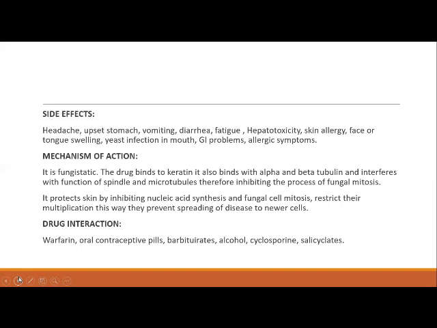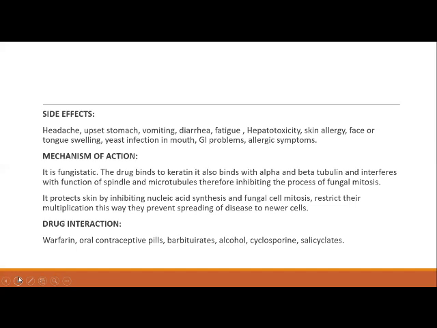It also binds with alpha and beta tubulin and interferes with the function of spindle and microtubules, therefore inhibiting the process of fungal cell mitosis. Griseofulvin protects the skin by inhibiting nucleic acid synthesis and fungal cell mitosis. This restricts their multiplication. This way, it prevents the spreading of the disease to the newer cells.